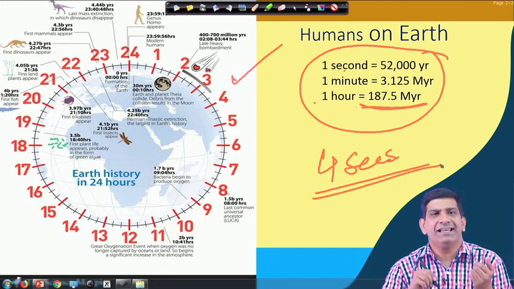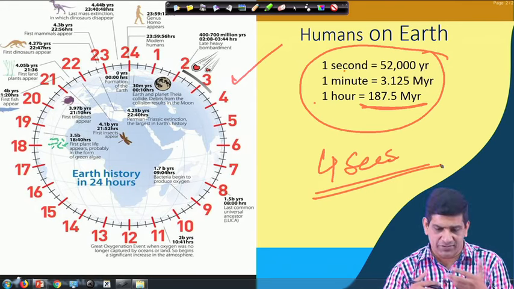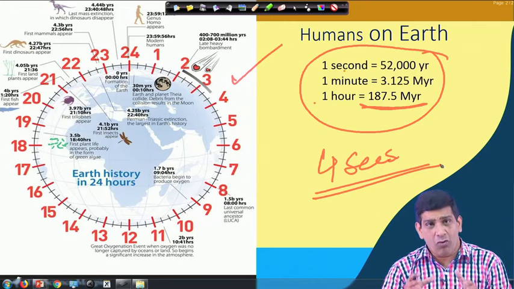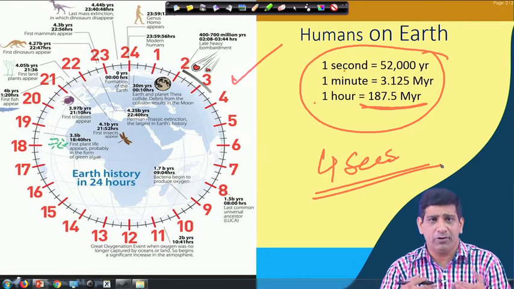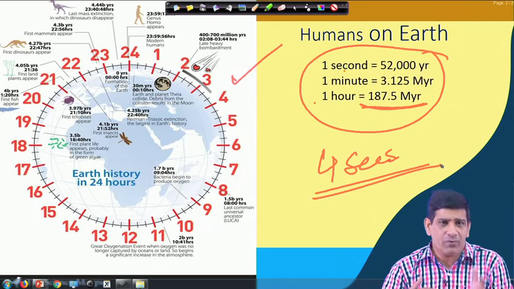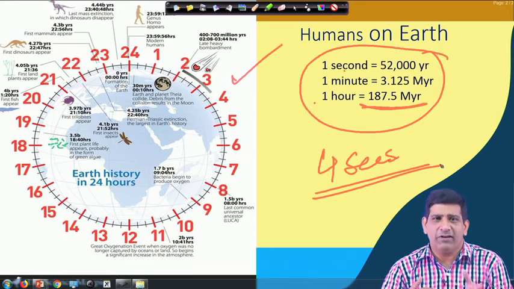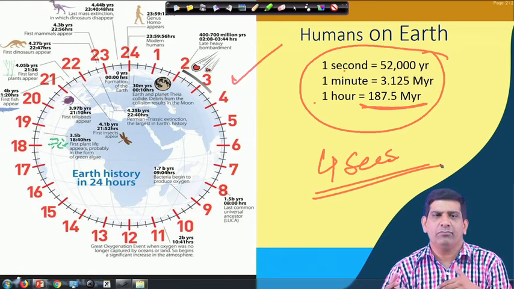Some researchers say even 3 to 3.5 seconds, depending on when Homo sapiens evolved. Out of the 24-hour timeline of Mother Earth that we know, humans, people like us, have existed for approximately 4 seconds, and in these 4 seconds we have really impacted the environment a lot. Water is polluted, air is polluted, garbage everywhere, wastewater not getting treated. There is a huge amount of impact that Mother Earth is getting.